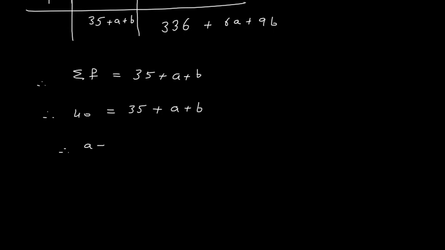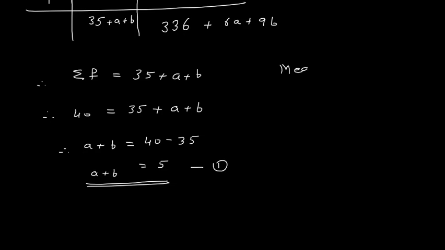So this will give us the value of a plus b. A plus b will be equal to 40 minus 35. So 40 minus 35 is 5. So the value of a plus b is equal to 5. This is the summation of f. Now I will consider this as equation 1.